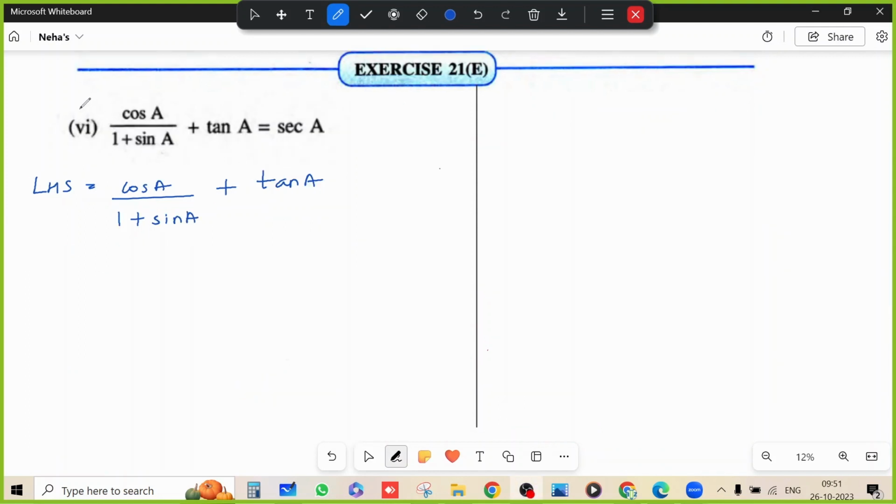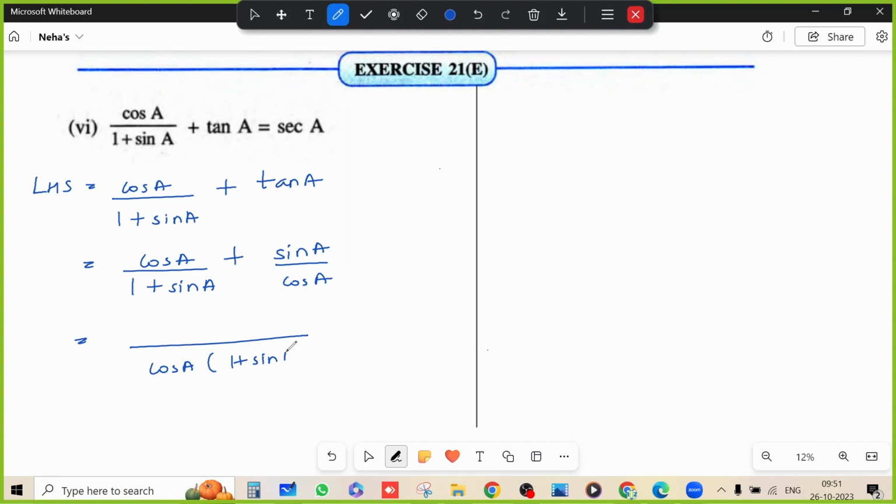The left hand side of the sixth part of the question is given as cos A divided by 1 plus sin A plus tan A. So here we can write it as cos A divided by 1 plus sin A, and tan A can be written as sin A divided by cos A. Now we will find out the LCM. So it will become cos A into 1 plus sin A.